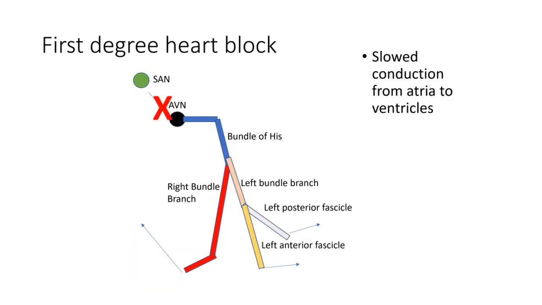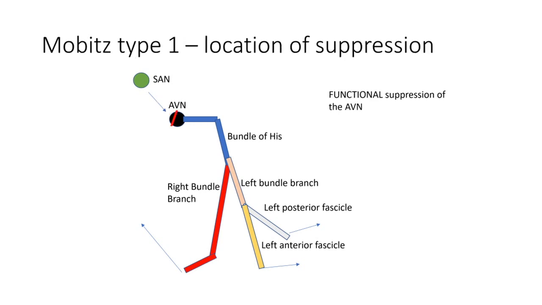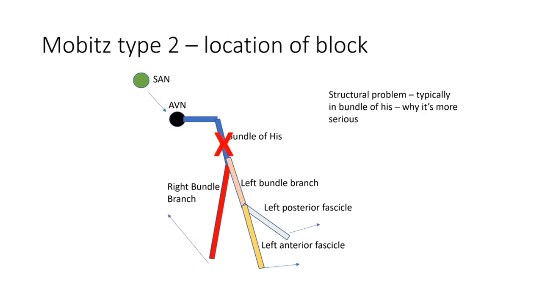Right, and just to give you a diagram about how that works, first degree heart block, that constant prolonged PR interval is a slowed conduction from the atria to the ventricle. So there's some sort of pathway problem there between the two. Mobitz type 1, which is type 1 second degree heart block, is a suppression of the AV node. That's why we get a gradually slower and slower conduction, where at some point it can't conduct and then it resets itself. So it's a suppression of the AV node.